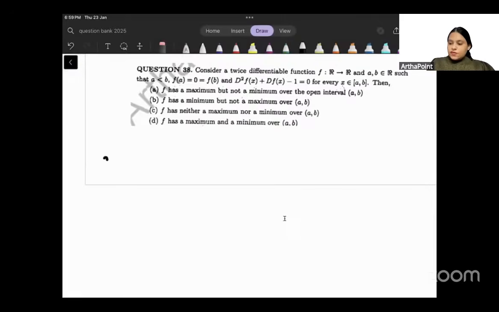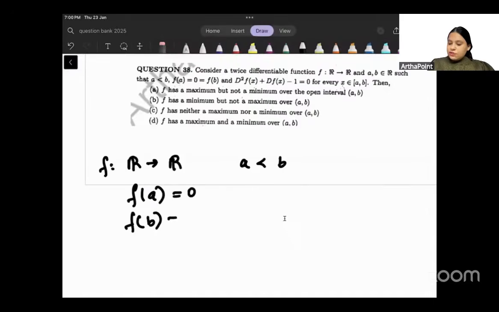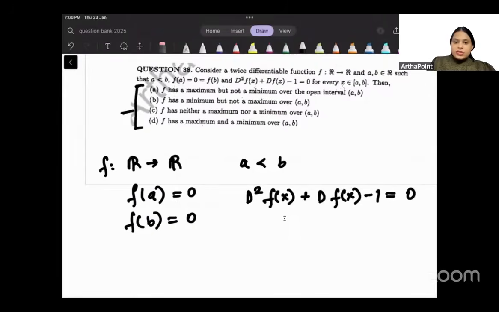There is a function given to you from R to R and A is less than B. F of A is 0. F of B is also 0. D square fx plus D fx minus 1 is given to be 0. Now you have to go ahead and tell what of the following is true.